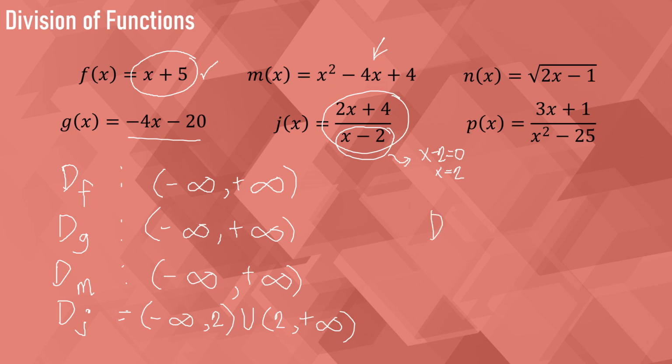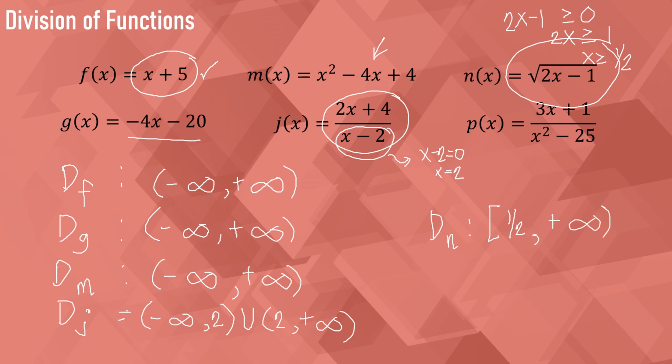Now, what about the domain of function n? This one is a square root function, meaning to say its index is an even number, 2. Therefore, this 2x minus 1 should be greater than or equal to 0. Therefore, 2x will now be greater than or equal to 1. So x must be greater than or equal to 1/2, making the domain the set of all real numbers greater than or equal to 1/2.